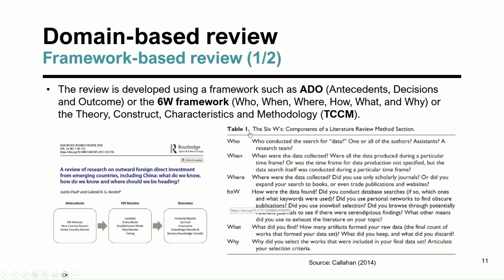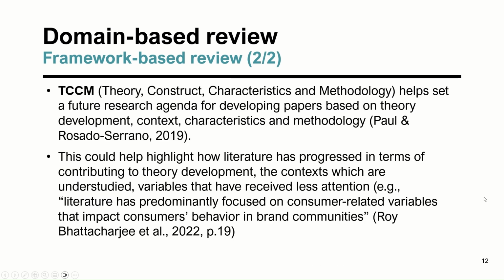And when we look at the 6W framework, it primarily talks about what should happen as part of a literature review. So who conducted this research? When was this data collected? Where was the data collected? How did you go about finding this data? What did you find after you've done this? And why were these specific works selected as part of your final data set? So that's important. I've put in the references here so you can go back and look at them.